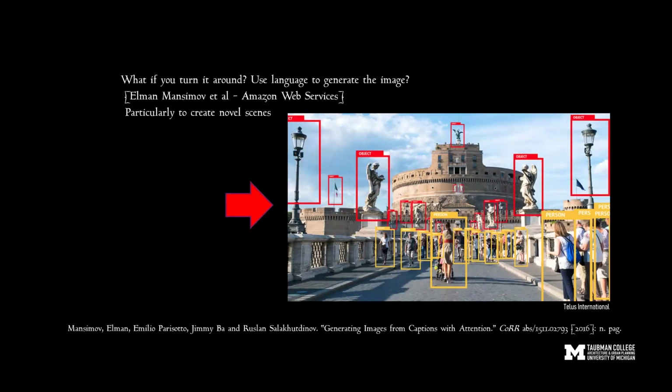The paper was called Generating Images from Captions with Attention, and was published in 2016. So this is the birthplace and the moment that those things became prevalent and really more visible for people.